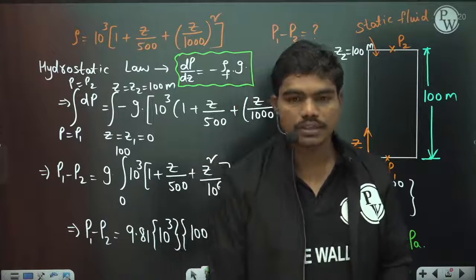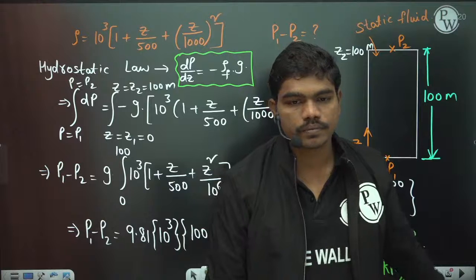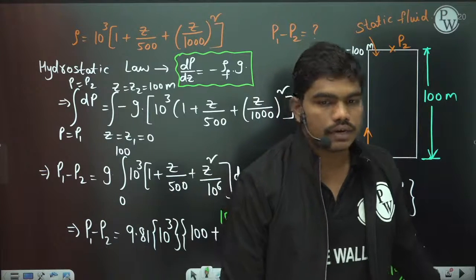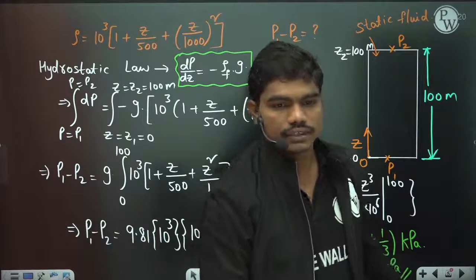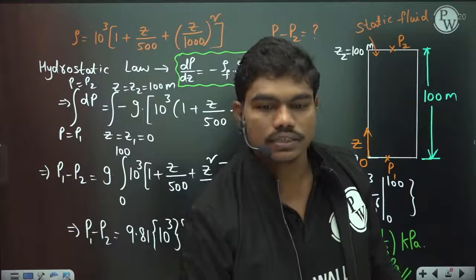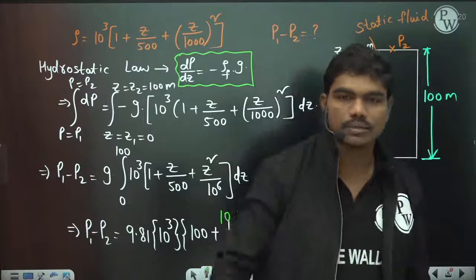So please type in the chat box. Is this clear to you? Okay. Now, Amit, I hope I have cleared your question. Pressure decreasing due to increasing Z. Yes, of course. That's the reason why there is a minus sign there. Okay.